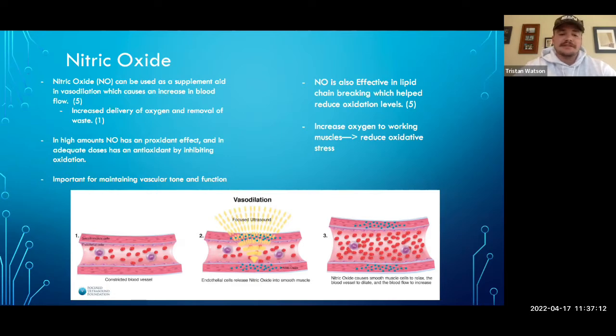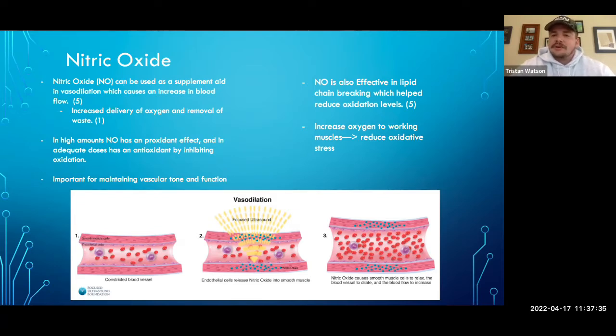It's important for maintaining vascular tone and function. So it causes vasodilation in the cell. So you can see on the bottom there, in the constricted blood vessel, nitric oxide goes into the endothelial cell, into the muscle tissue, and it causes vasodilation. So you can have an increase in blood flow. So it carries oxygen at a higher rate here. So very important for clearing and then also taking oxygen to those working muscles.